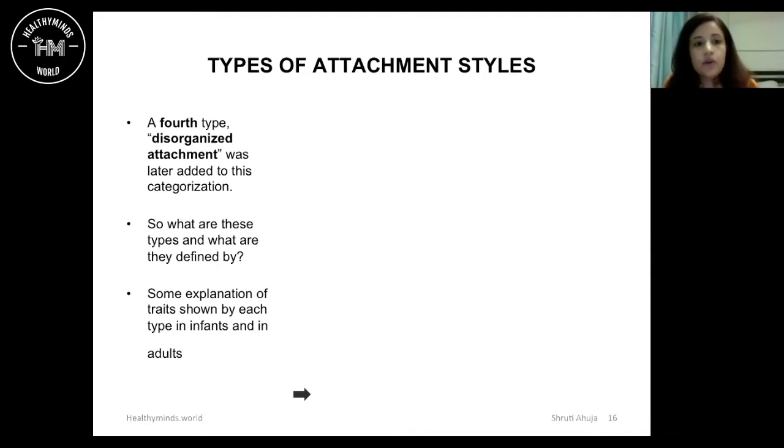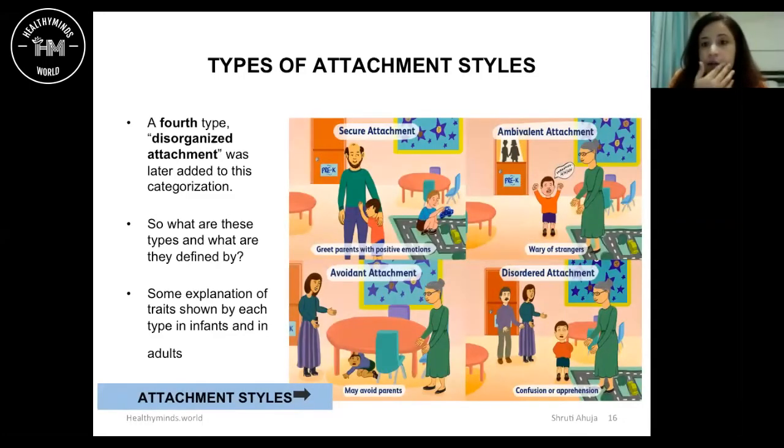So there was a fourth type, which is the disorganized attachment, which was later added to this categorization. The reason was that when the strange situation test was conducted later on, they saw that some children didn't fit into any of those three categories, but formed a category of their own. So the disorganized attachment was later added on. Now I'm going to go over what these types are and what defines them. First, we are going to go over what it looks like in children.